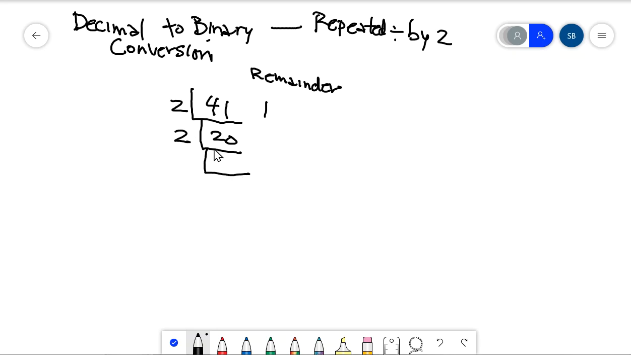So 2 goes into 20 10 times. It has a remainder of 0. Make sure you list the remainder each time. 2 goes into 10 5 times. There's no remainder there. I'm going to stop writing the 2 because it just takes a little bit more effort. 2 goes into 5 2 times with a remainder of 1.